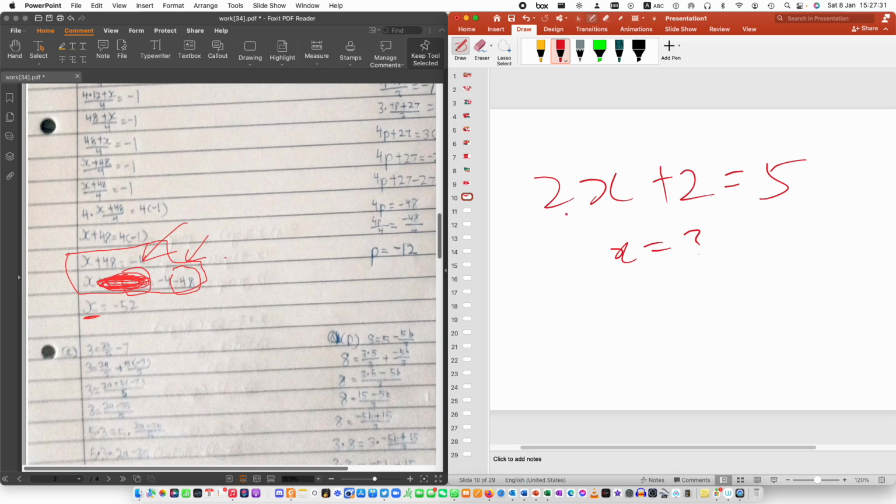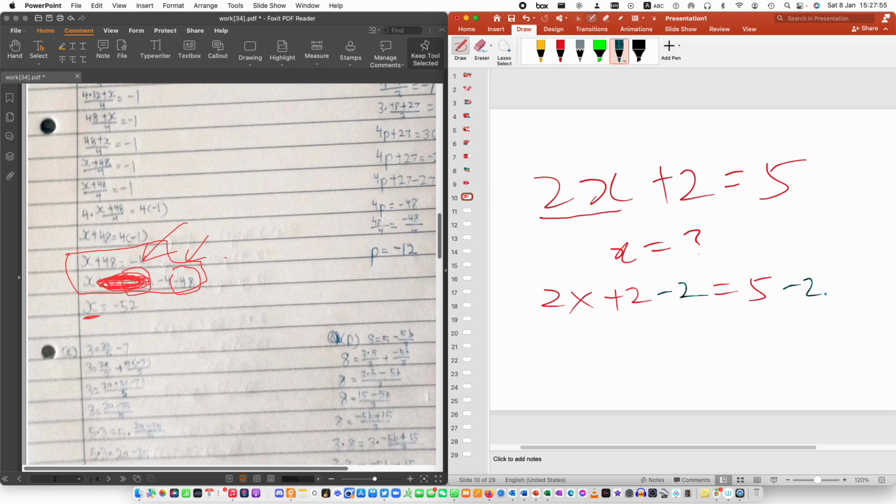First, I see that I have a 2x. Before the 2x, you have a plus 2, right? Can you get rid of the plus 2 first? By doing what? Minus 2. When you minus 2 on the left, you also need to minus 2 on the right. When you divide by 2 on the left, you also need to divide by 2 on the right.